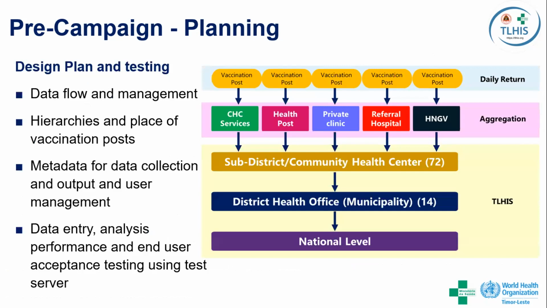This is the design, how we planned the design, especially the data flow, how the data was fed into the system and how it was aggregated and analyzed. For example, for the vaccination post, we had a daily return coming from the vaccination post, and it was sent to the community health centers or the closest health post, or sometimes the private clinics, the hospitals and HNGV, the National Hospital, they also conducted vaccination posts. And these were aggregated at these places and sent to the CHCs for capturing into the system. So from the CHCs upward, it was totally paperless, and it was managed through the DHIS2 too.